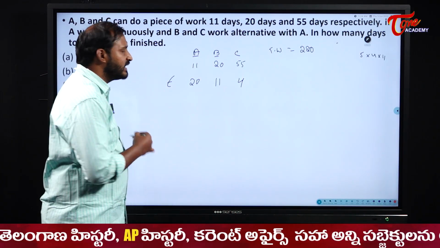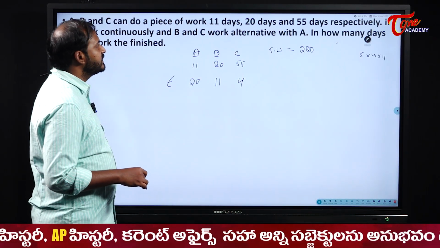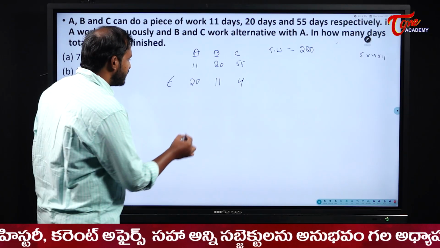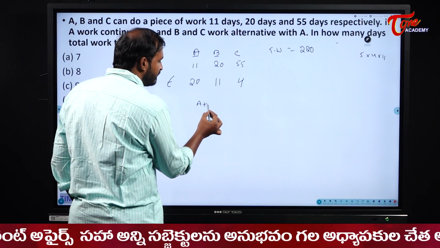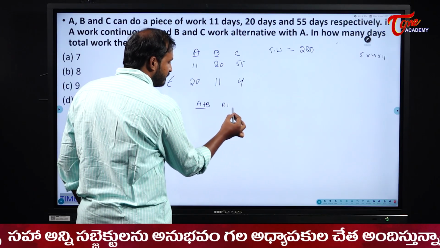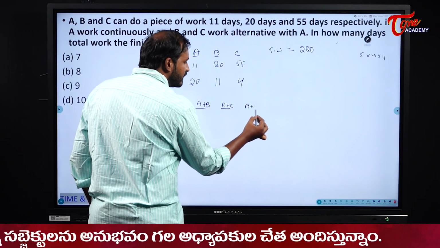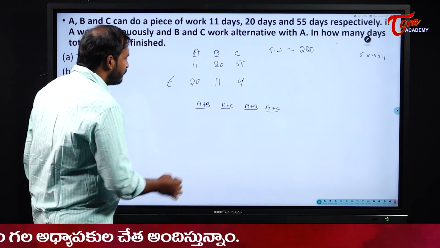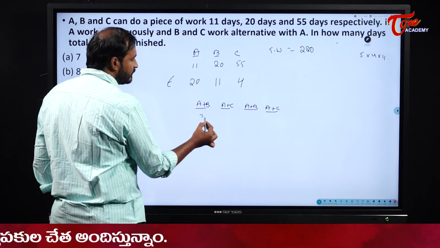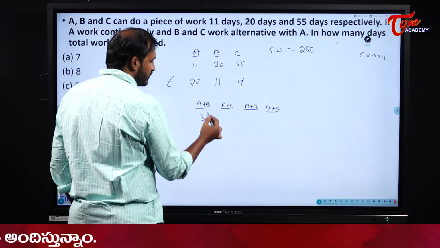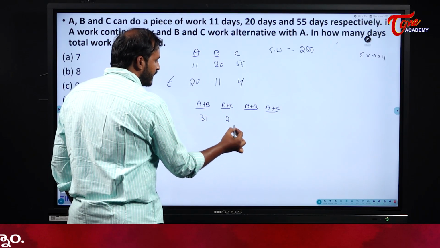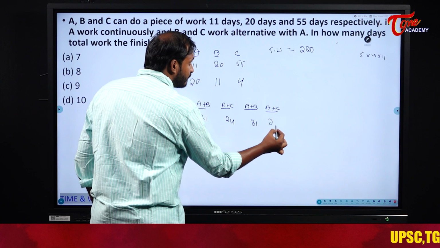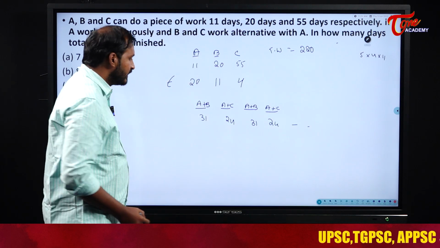Now, A is working continuously. That means on all the days A will work, and B and C work alternately with A. That means every day A will work. On the first day AB will work, on the next day AC will work, on the third day AB will work, and the next day AC will work. This is how it is progressing, right? Now, when AB works, what is the portion of work it will do? 31. When AC works, 24. Next, 31. Next, 24. This is how the work is progressing.